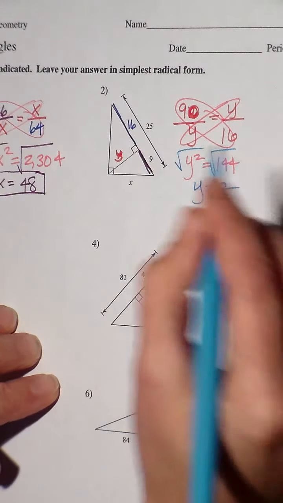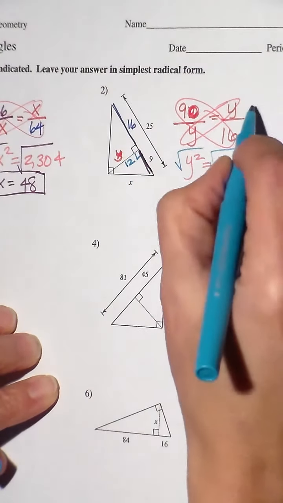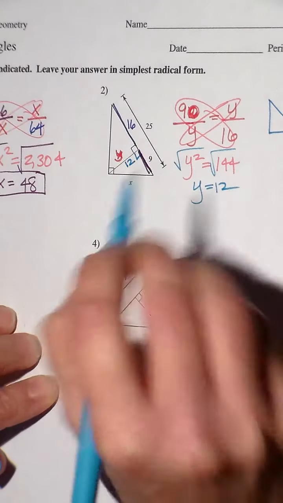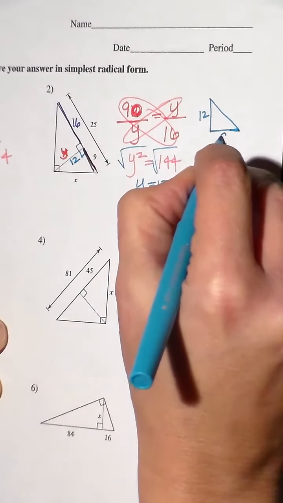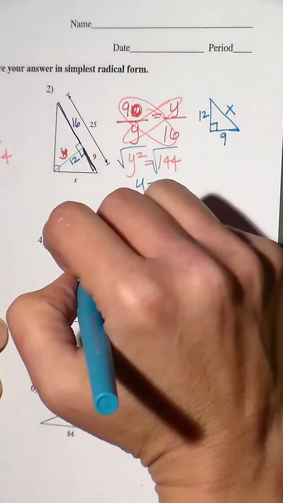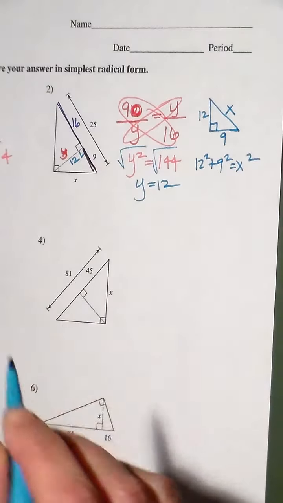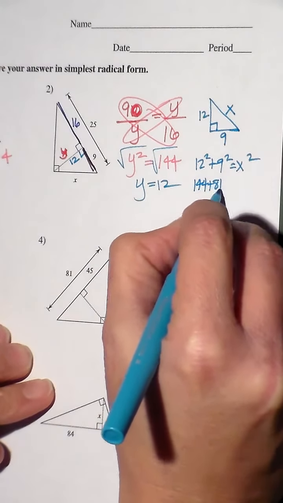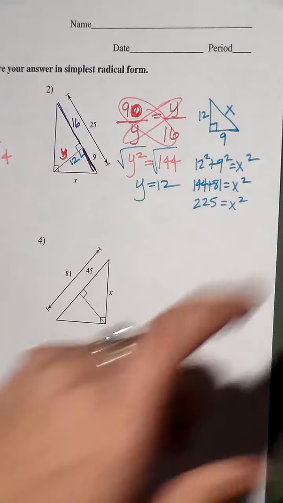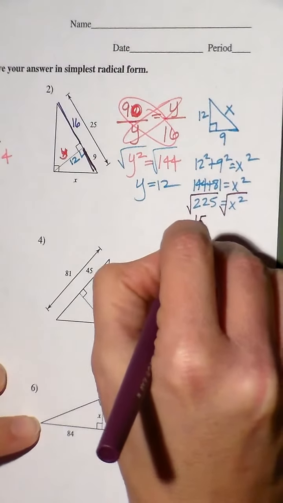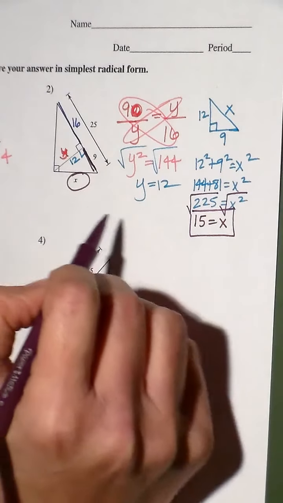Okay, y is 12. Now 12 represents this. Do you see that little bitty right triangle right there? If I were to pull that triangle out, what you would see is 12 is here, 9 is here, and we're looking for x. That's Pythagorean theorem. A squared plus b squared equals c squared. So I got 144 plus 81 equals x squared, which is 225 equals x squared. And when you take the square root of 225, you get 15. So x is 15. We weren't looking for the altitude here. We were just looking for x.